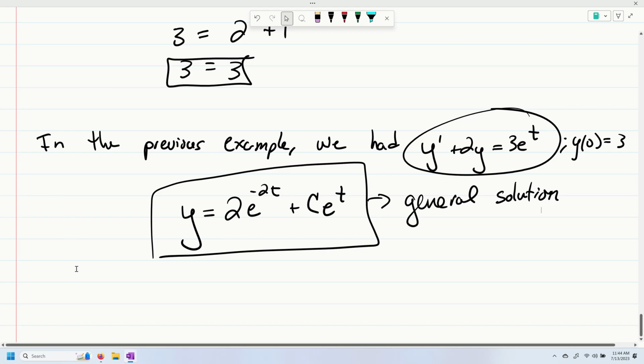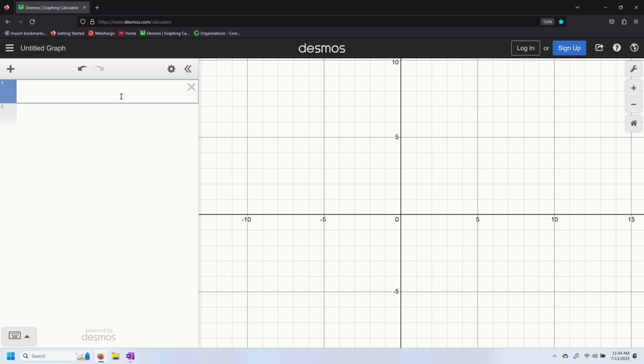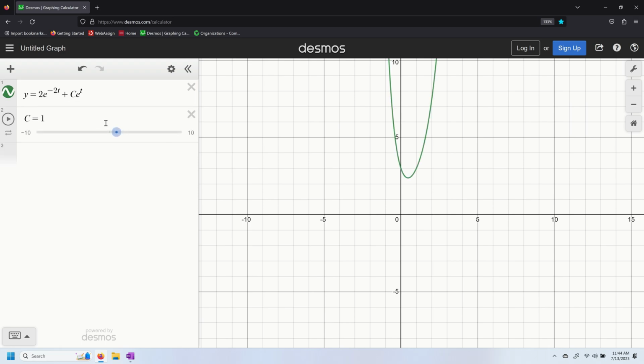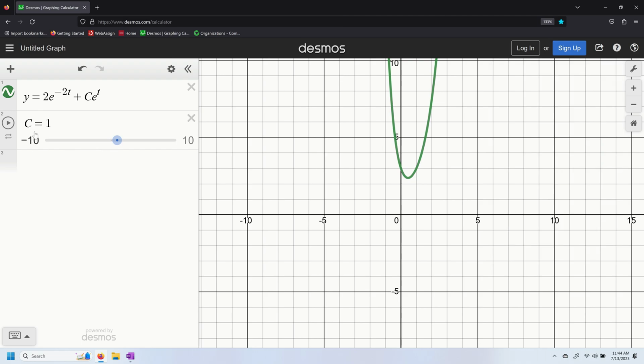So we're going to go back into Desmos real fast. We're going to get rid of these two things. And I'm going to type in the general solution. Y equals 2e to the negative 2t plus ce to the t. And we're going to add a slider for c. Now, initially, when c equals 1, this is what that solution looks like when you graph it.